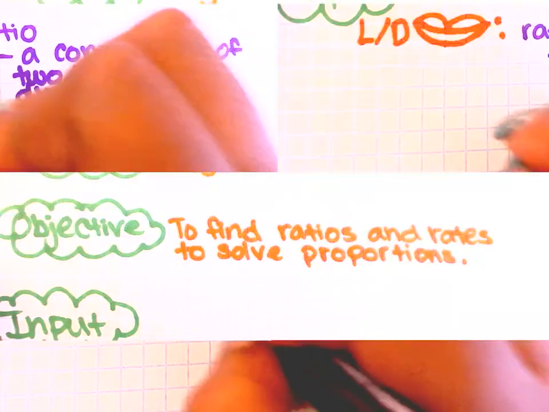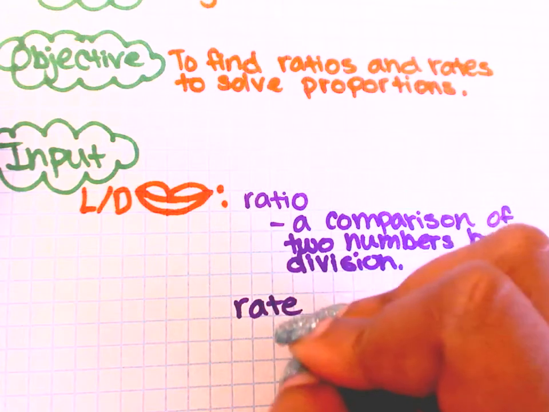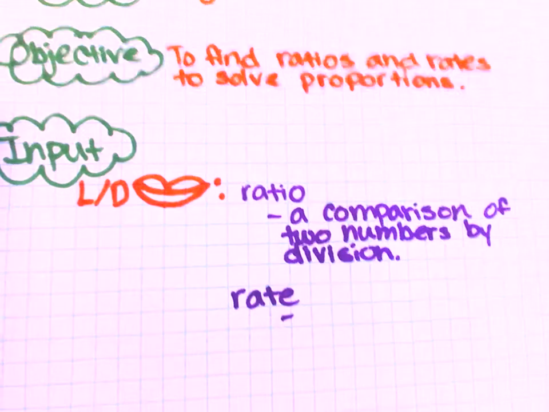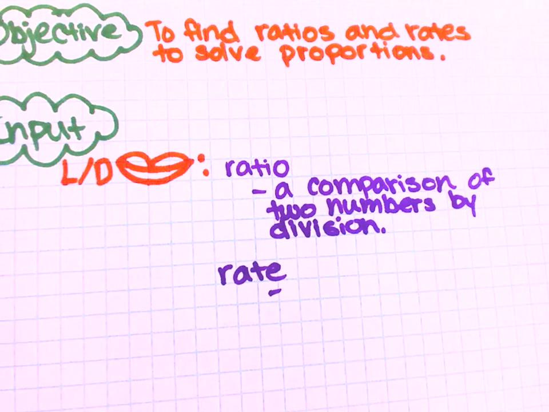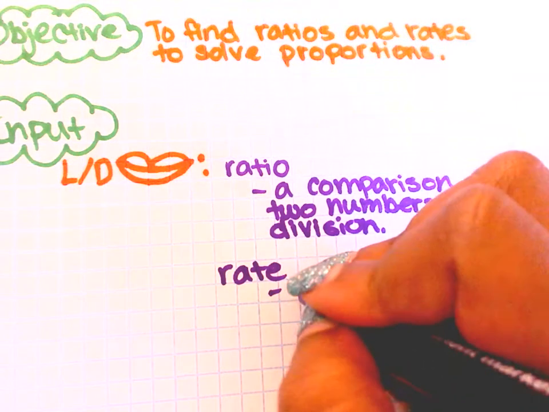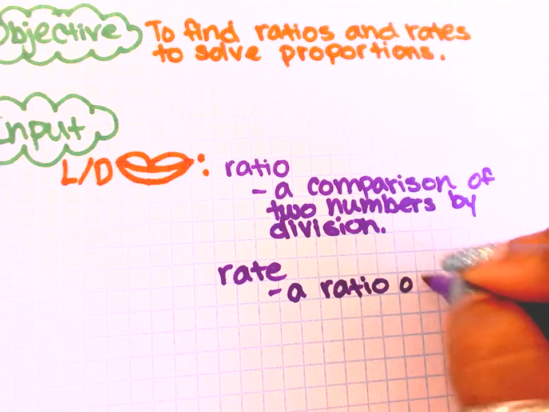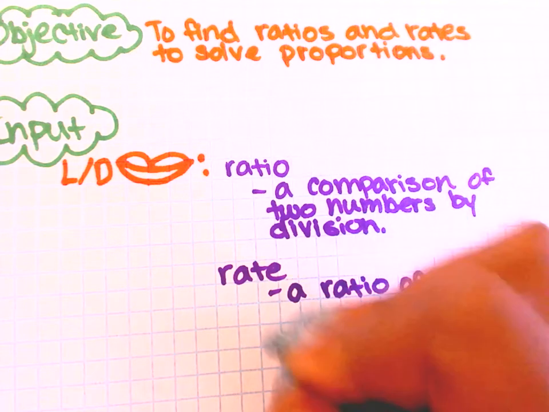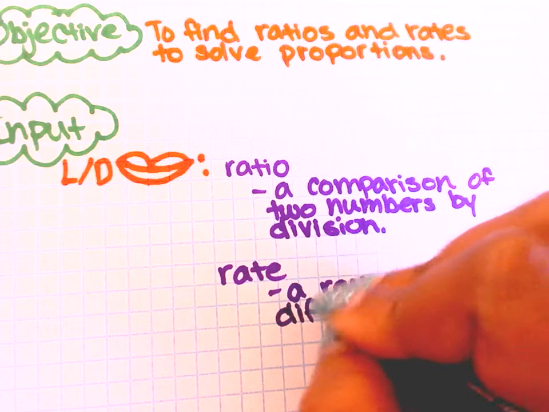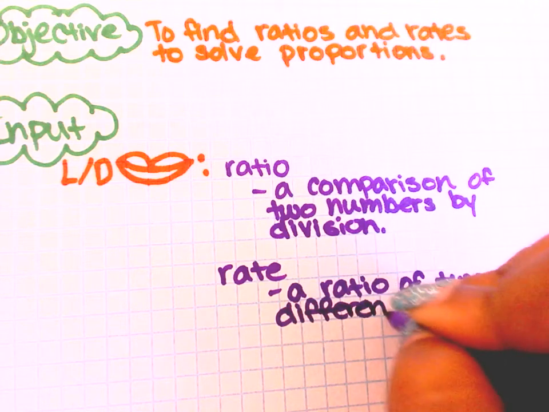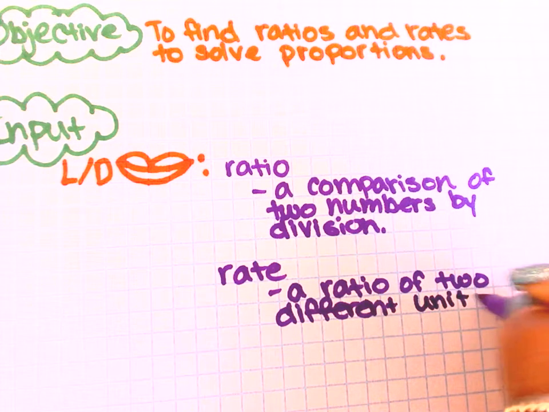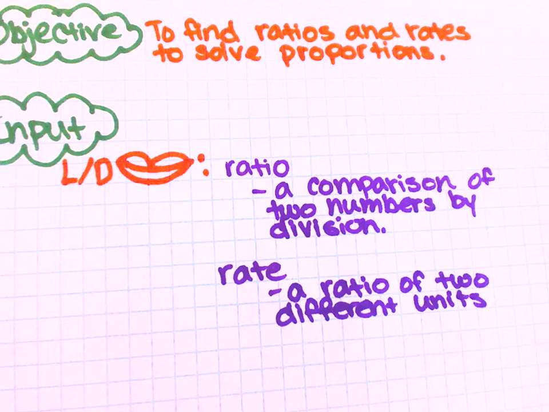Your second word is rate. And rate is a ratio of 2 different units. A ratio of 2 different units. Like for example, miles per hour, right? Miles and hours are 2 different units. That's a rate.